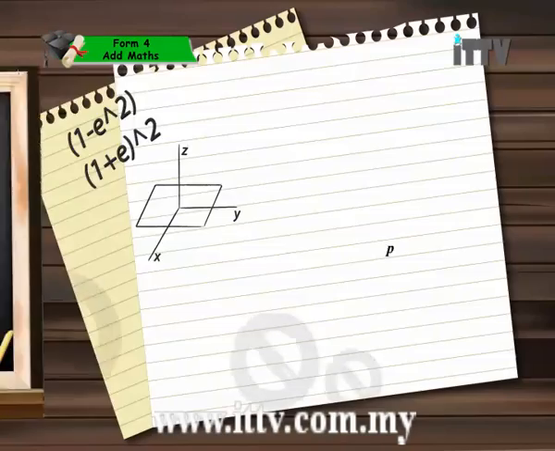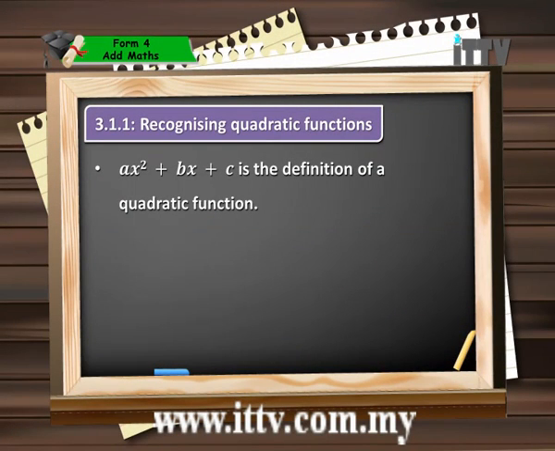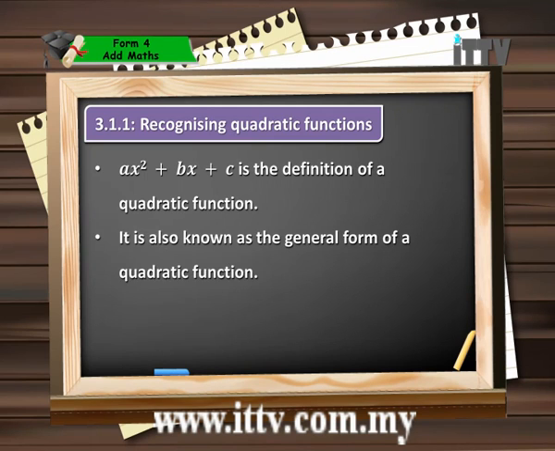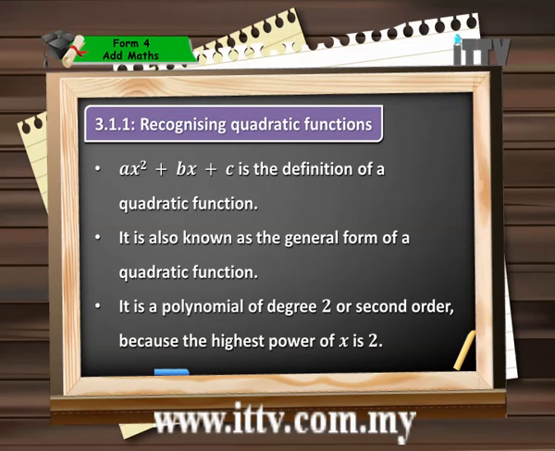Let's move on. ax squared plus bx plus c is the definition of a quadratic function. It is also known as the general form of a quadratic function. And it is a polynomial of degree 2 or second order because the highest power of x is equal to 2. Now, viewers, do take note of that. It is important to remember that a quadratic function is defined because the highest power of the variable is 2. Let's look at an example next, shall we?